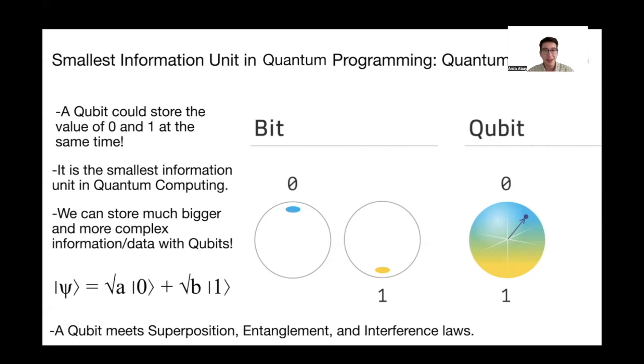So in the kind of complex equation above, we see a value of psi, which is calculated as square root of alpha times 0 plus square root of beta times 1. This may seem a little complex. Please don't worry. This is actually quite easy, and we'll get right into it.